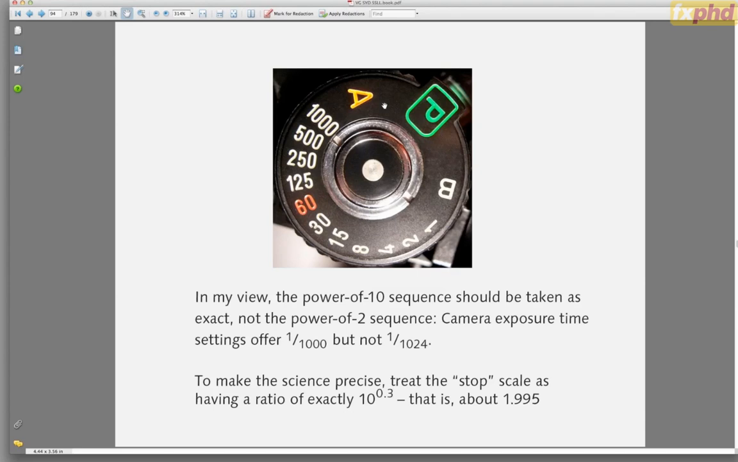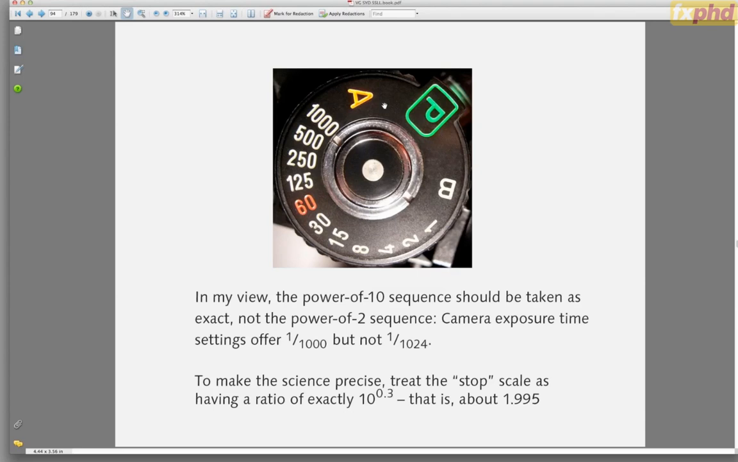Now, I'm going to skip that one. Now, for those of you who think that a photographer's stop or cinematographer's stop really should be 1024, I can just point out to you that that's not how cameras are labeled. And I guess it's open to question whether you think the design value on the exposure time dial of a camera is 1024 or whether the design value is 1000.